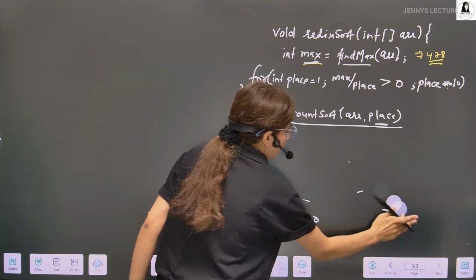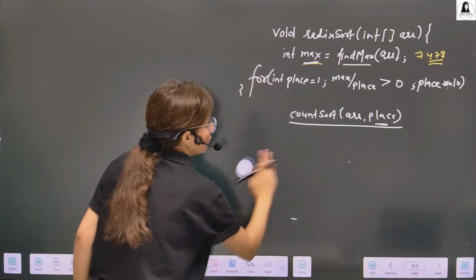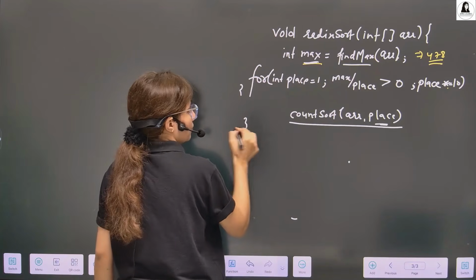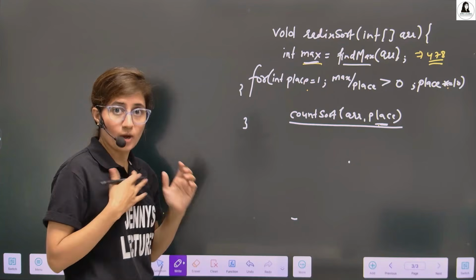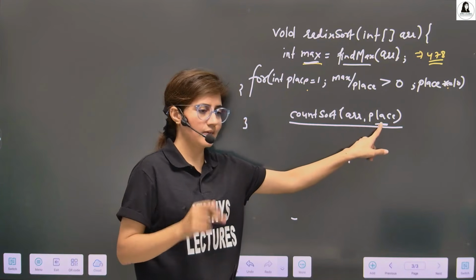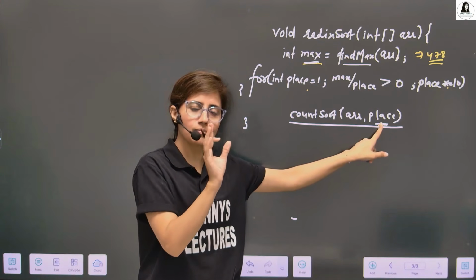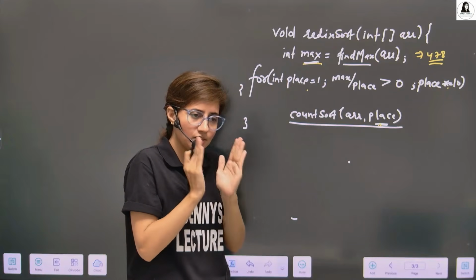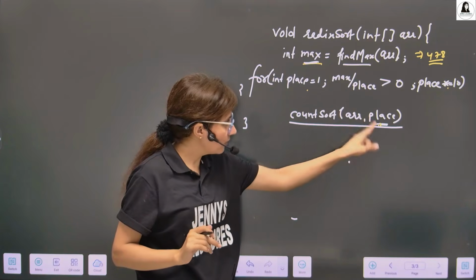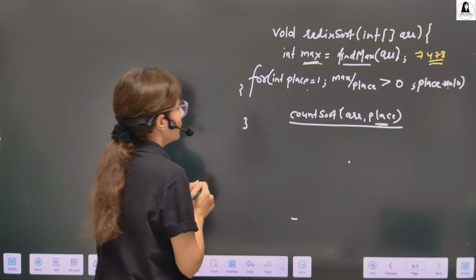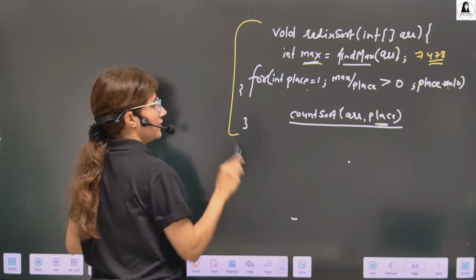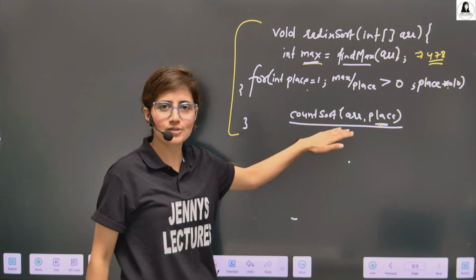Till then we run this loop, and in this loop we call counting sort, passing the array and the place value. Why place value? Because on that place value's digit only we apply counting sort. That's why we pass place here. This is the main logic of radix sort, and you know how to apply counting sort. That's an easy one.